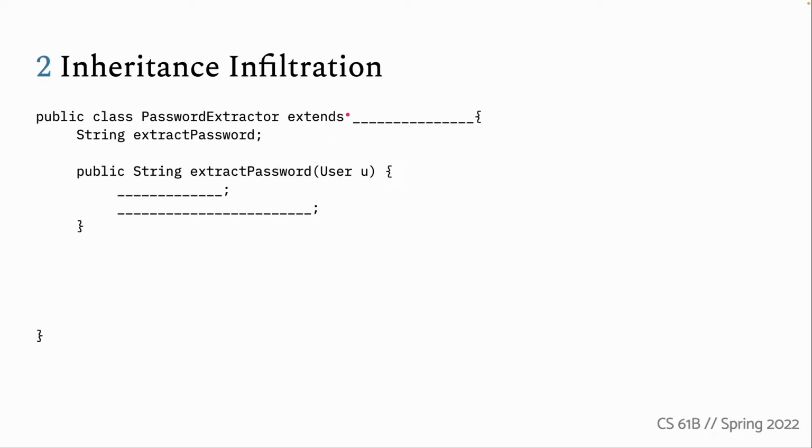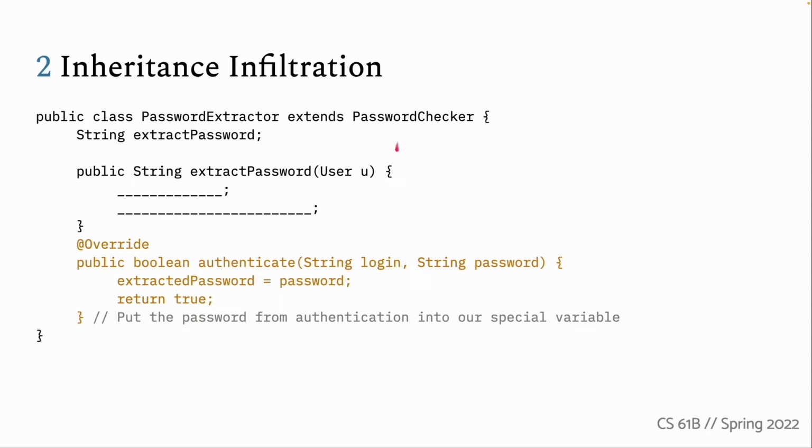Okay, welcome back. So our first step is to extend PasswordChecker, and maybe we can trick login. That's an interesting place to start, right? So let's create a fake authenticate function because we are now extending PasswordChecker. Let's override it, and we're going to take in the correct things, the login and password, and we're going to set this extractedPassword variable we have outside to be that password, and then just return true so that it authenticates whatever. And the trick is, by having this variable outside, we can persist this password string past when the authentication is over.